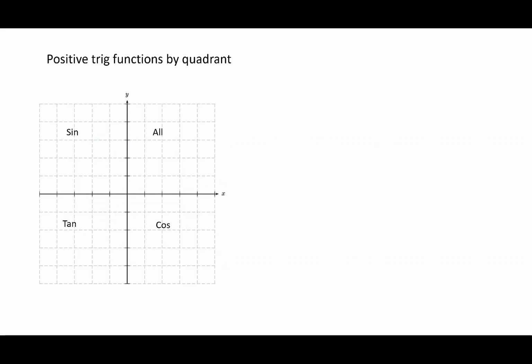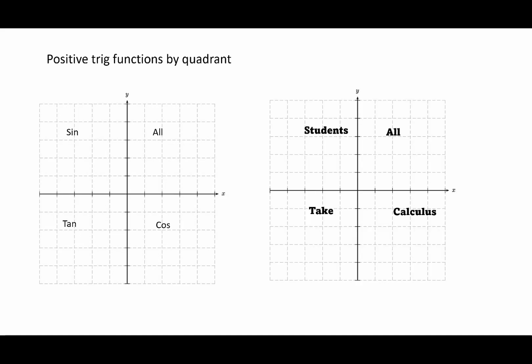It's often helpful to know the positive trig functions by quadrant. It might be easier to remember that using the mnemonic device, All Students Take Calculus. A is still all, Students is sine, Take is tangent, and Calculus stands for cosine.